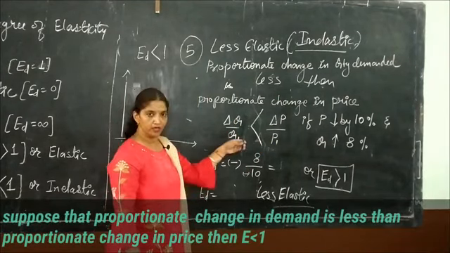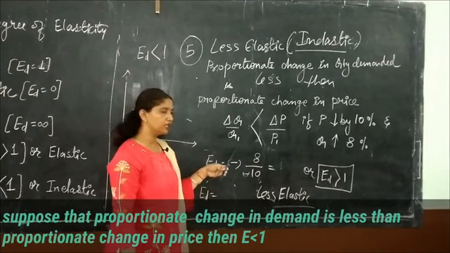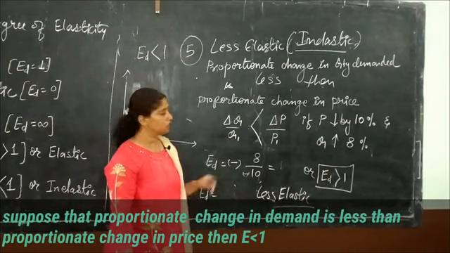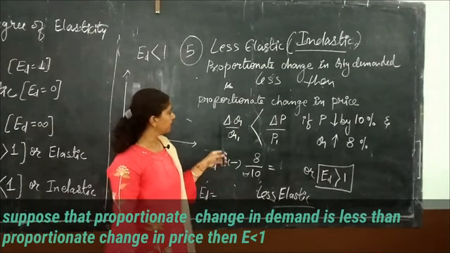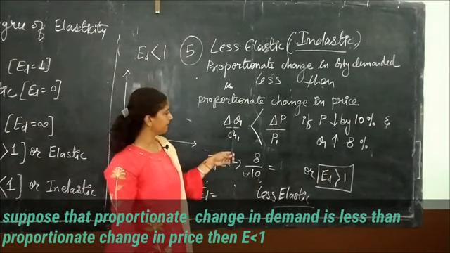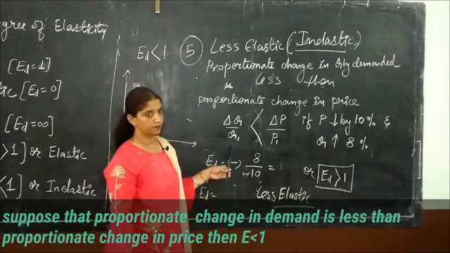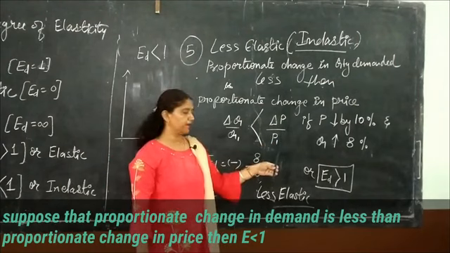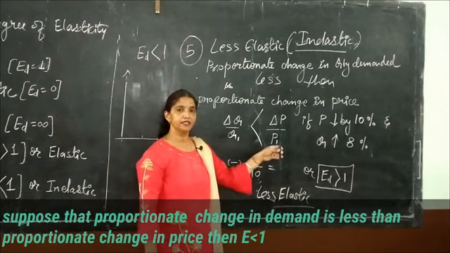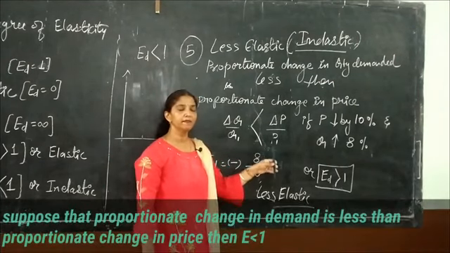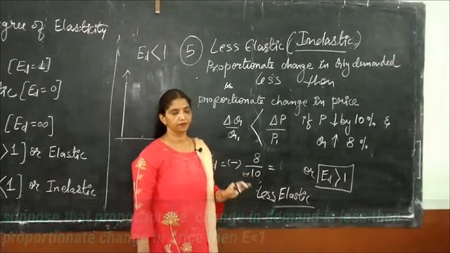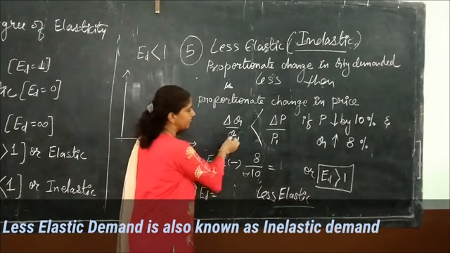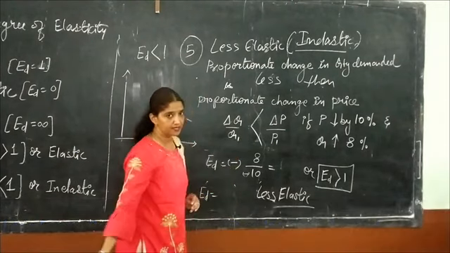Proportionate change in quantity, delta Q divided by Q1. It means change in quantity divided by initial quantity. It should be less than proportionate change in price, that is change in price divided by initial price. Proportionate change in quantity should be less than proportionate change in price.